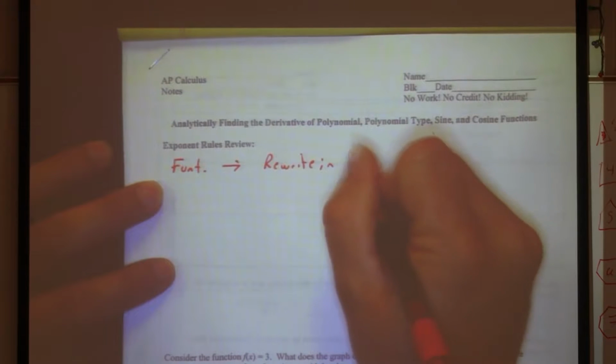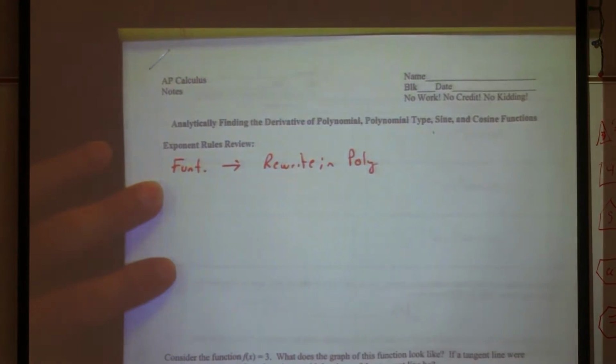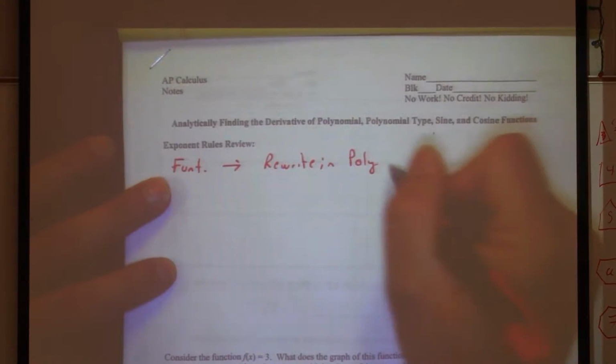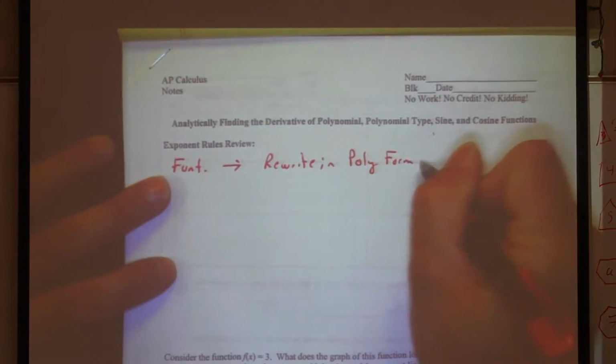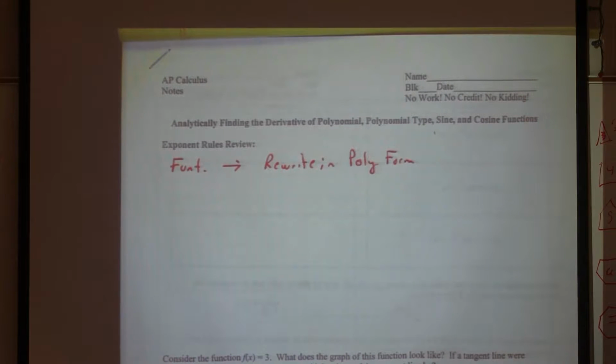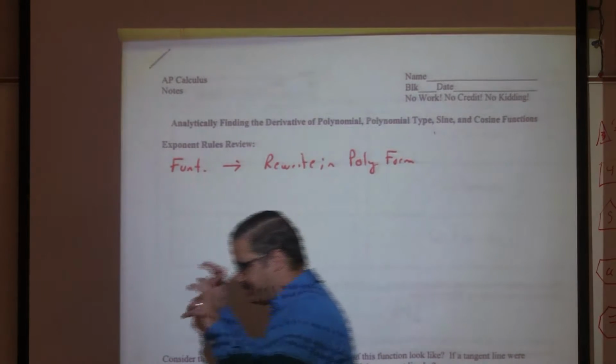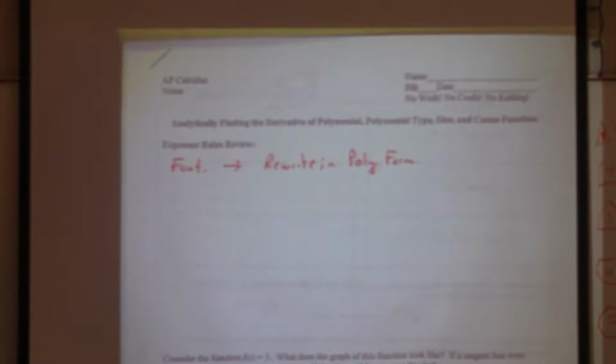But before we do that, let's just write this down. We're going to get a function that I'm going to give you, and I want you to rewrite it in what we call polynomial form or polynomial type. They might not be a polynomial, but they're going to be in that setup. Alright? So before we do that, let's review the laws of exponents.